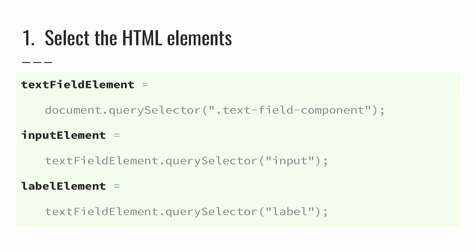So step 1, this is just setting up the JavaScript to access our HTML elements. So we can first select the overall text field wrapper element, and then select the input and label sub-elements from that, so that we have 3 variables that we can work with in our JavaScript.